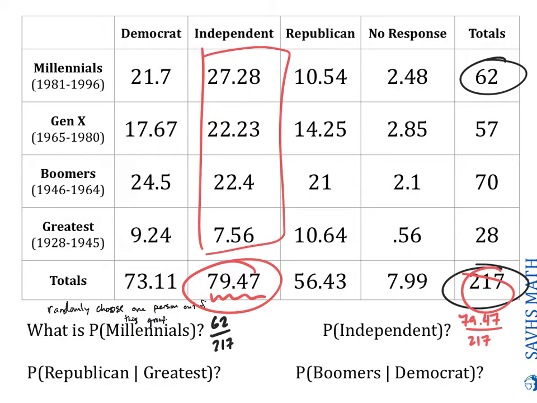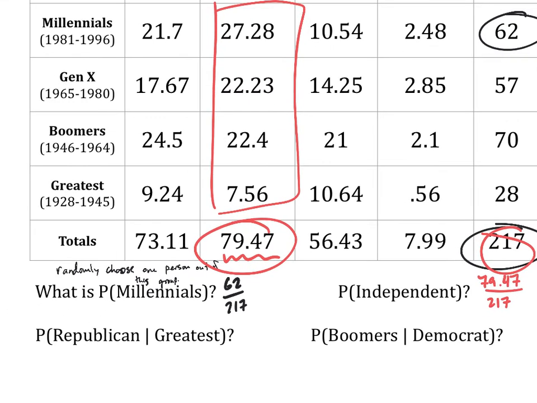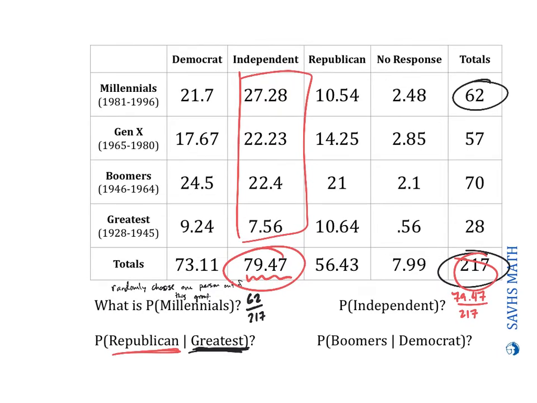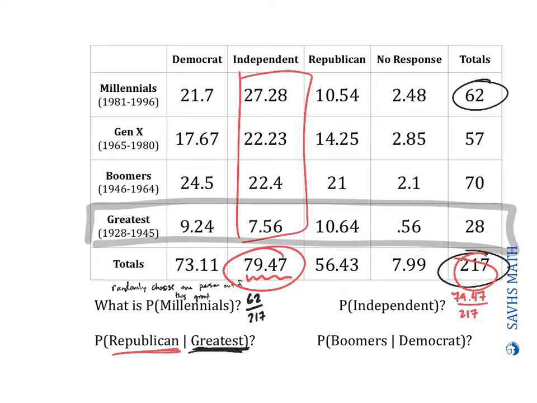Okay, this is where the contingency table gets helpful. The next one says, given that we are looking at people only in the greatest generation, what is the probability we randomly choose one of those people and they are Republican? So now we are looking only at the row called the greatest generation. Out of these 28 million people, that's going to be my denominator now. So out of my 28 million people, how many of them are Republican? Well, that's this number right here, which is 10.64.